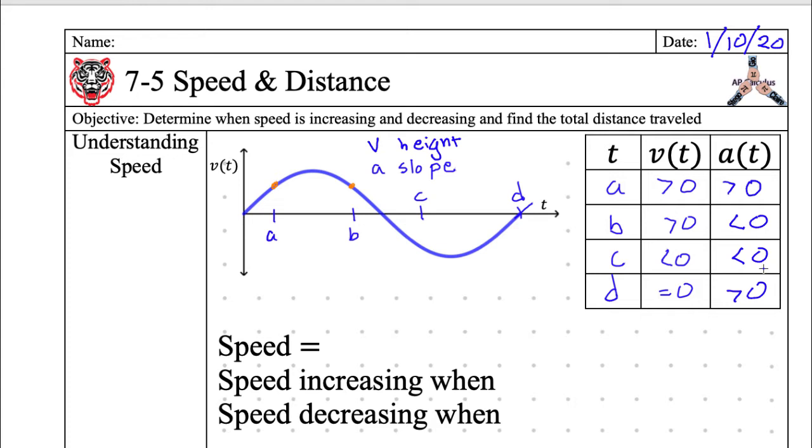and now I'm slowing down. Yet my velocity is still positive. So my speed now is decreasing. Why is my speed decreasing?